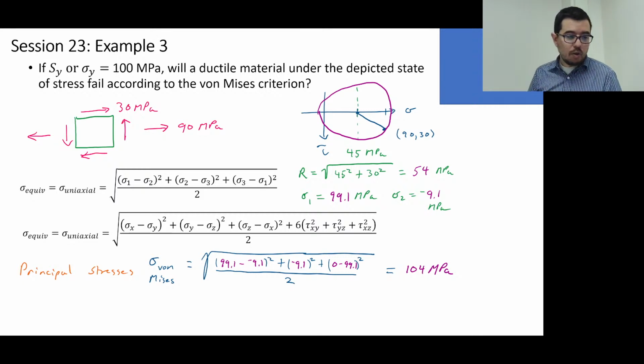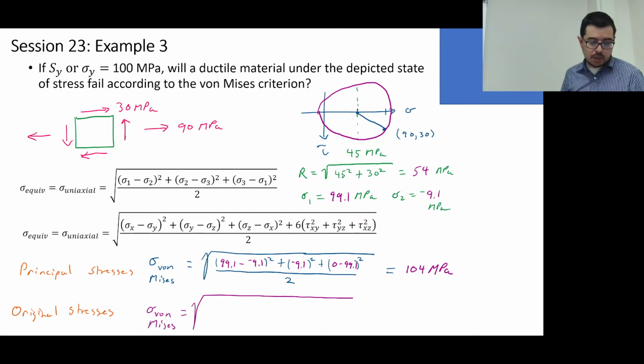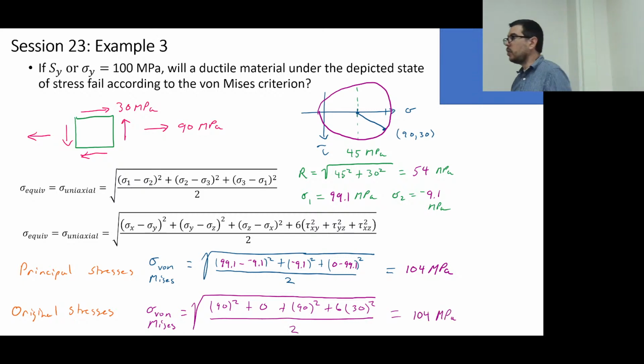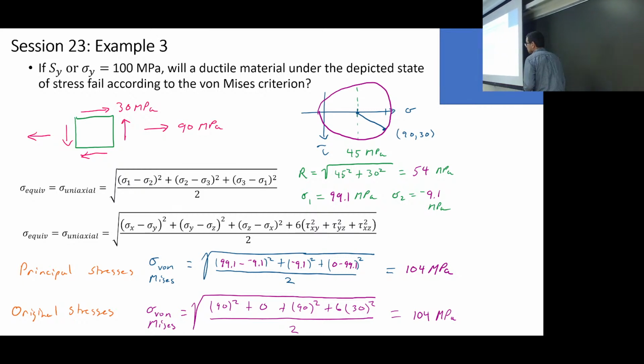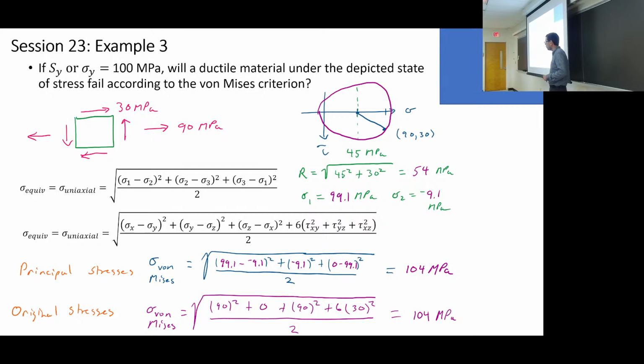Or if you want to use the original stresses, not thinking too much, you can just plug those values in like that. So if you have time on an exam and you've got to calculate the von Mises stress, you might check yourself by making sure that both of these are equal to each other.